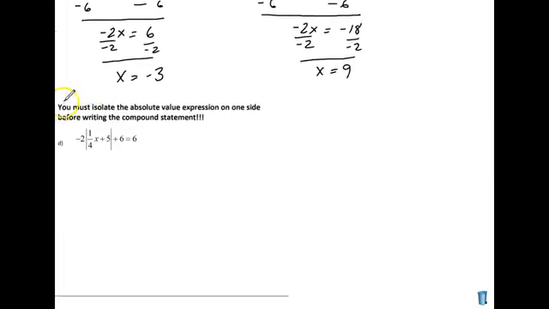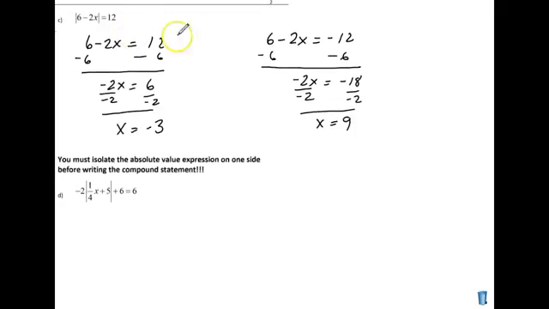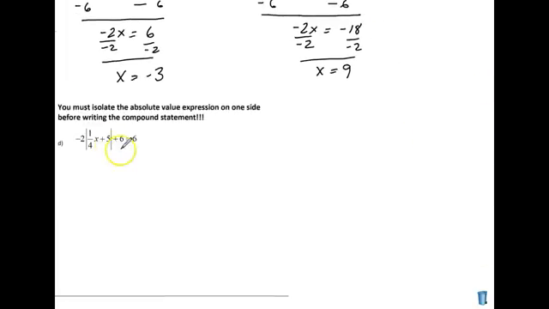The thing you need to know is that you must isolate the absolute value expression before you write that compound statement, which is when you break it up into the two separate equations, like here and here. So we're going to get this absolute value piece by itself. I'm going to start by subtracting 6 from both sides.